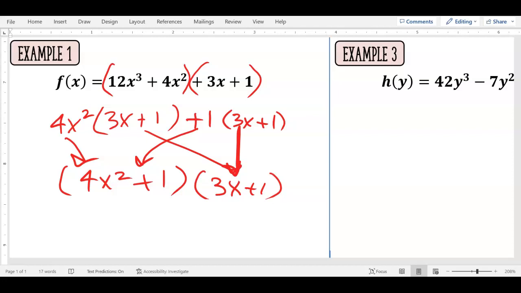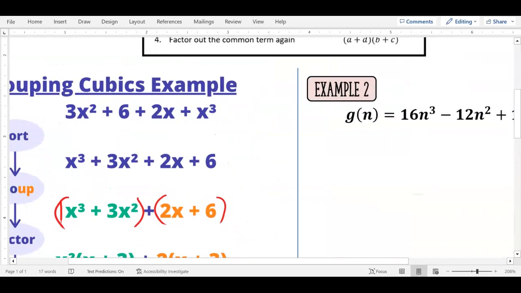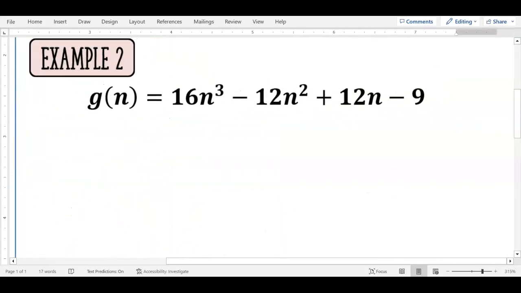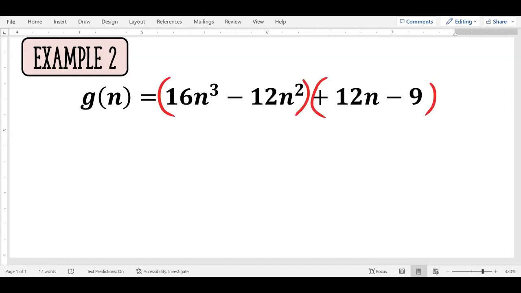All right, we only have 2 more examples. So example 2, here we go. Everybody, look at example 2. What was my first step? Parentheses. Put parentheses, right? So everyone's doing number 2 with me. Ready? Parentheses here and parentheses here. Now, once you have your 2 pairs, you need to factor.